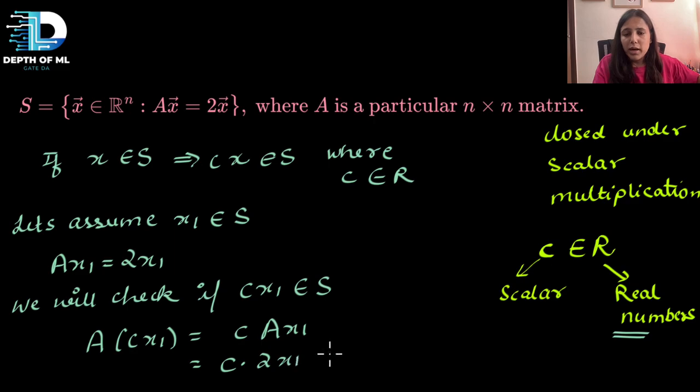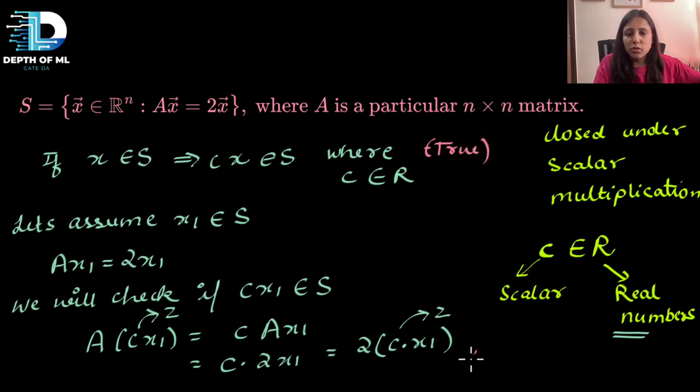So I started with A of Cx1 and I got a form of 2 into Cx1. Now if I replace this Cx1 with Z, I'm getting 2Z, right? So it means that if x1 belongs to the set S, then Cx1 also belongs to the set S, right? Therefore, this is closed under scalar multiplication. I said addition before, but this is scalar multiplication.